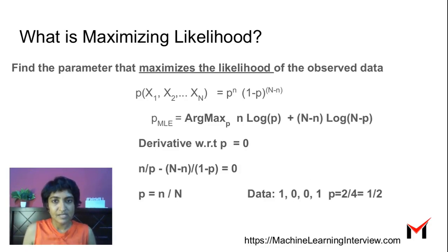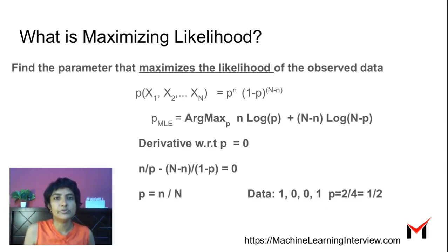And if you recall your basic calculus, in order to find the maxima or minima, you need the first derivative to be 0. So we take the first derivative with respect to p, the parameter, and equate it to 0. And we get an equation like this when we do that. So we get n by p minus capital N minus small n by 1 minus p equals 0. And if we simplify this, we end up with p equals small n by capital N, or the number of heads by the total number of tosses.